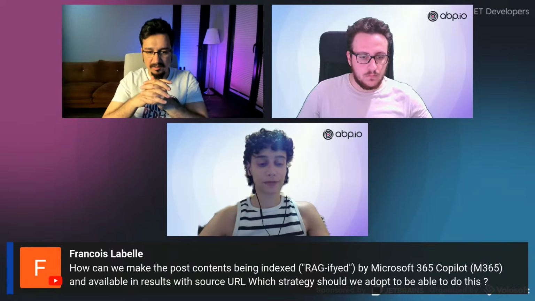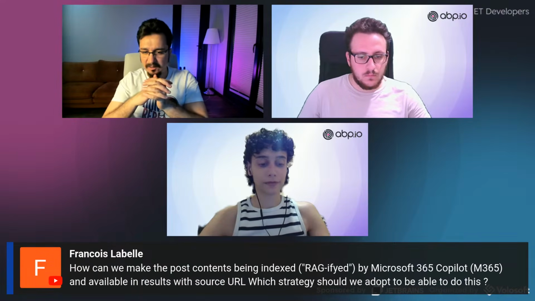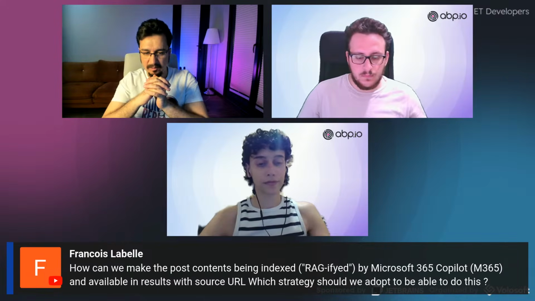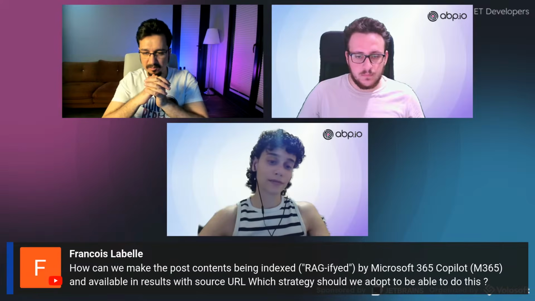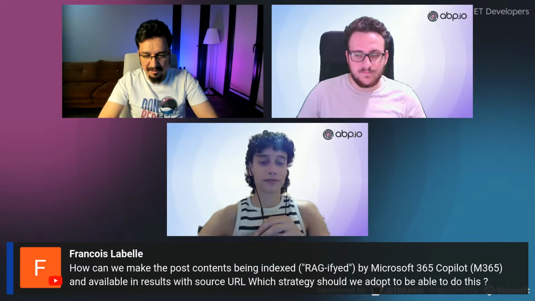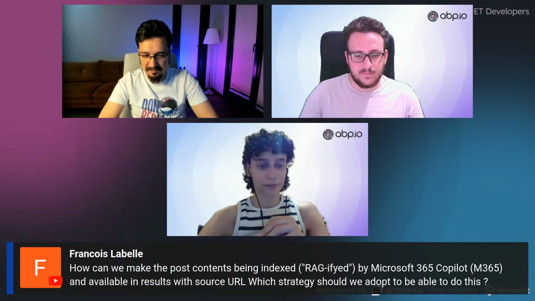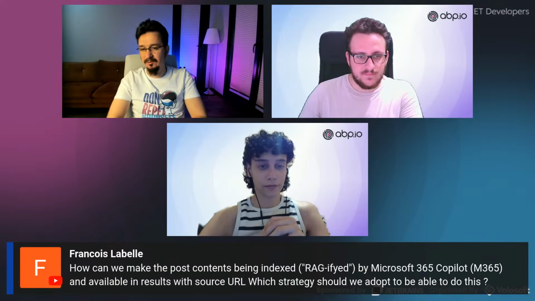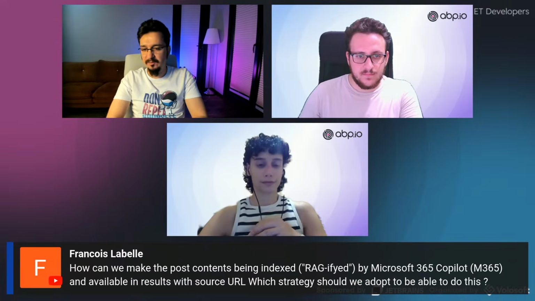How can we make the post contents be indexed? URL, comment, and content strategy should be adapted to be able to do this. A little hard question. Post contents can be indexed with RAG, with a vector database, with Microsoft Copilot, and so on. I don't know. It's not so related to our module, actually. You should implement it in your own way. I have no idea.